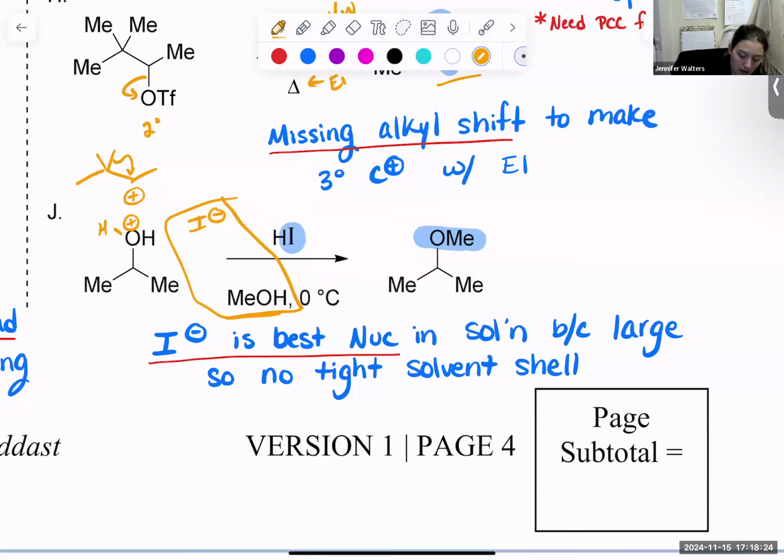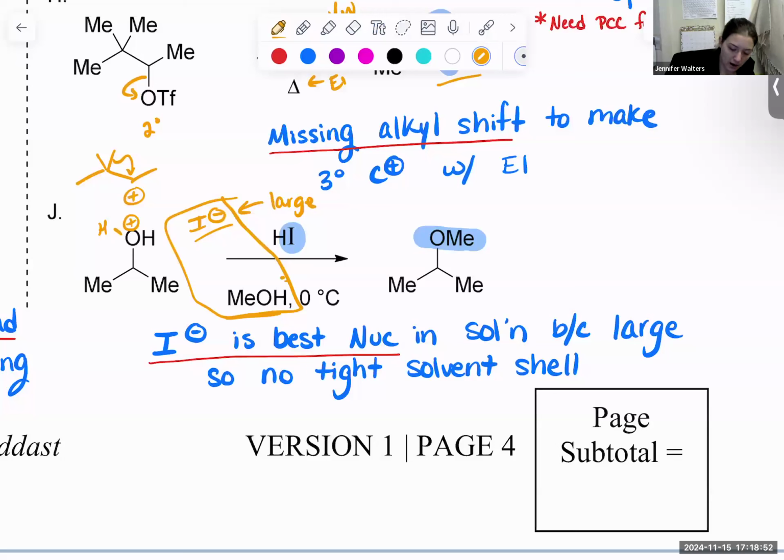But here, I note that iodide, remember, is large. It is very large. So it does not have that tight solvent shell. So iodine is my best nucleophile in solution. Methanol is not my best nucleophile when I have that iodide because it has that negative charge and it is large. So iodide is the best nucleophile to do this substitution reaction.